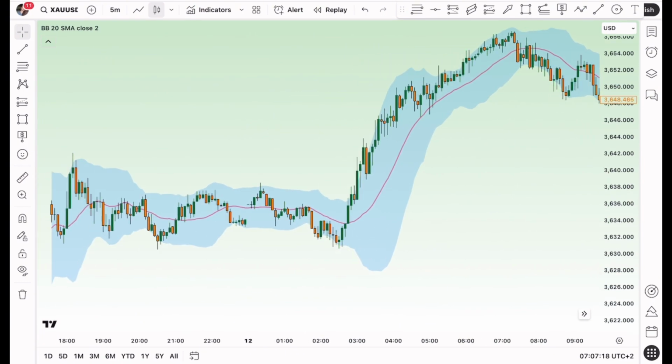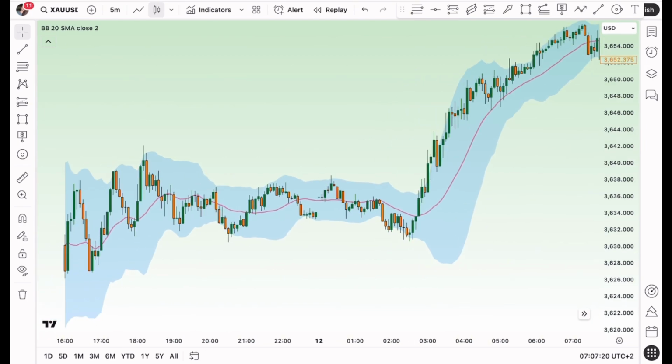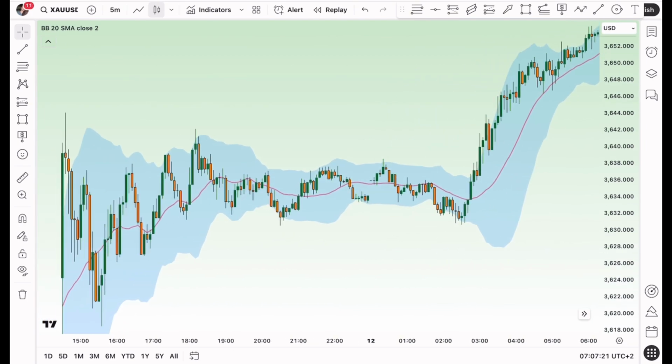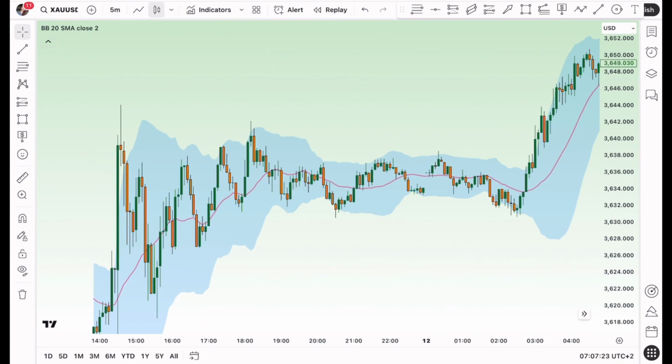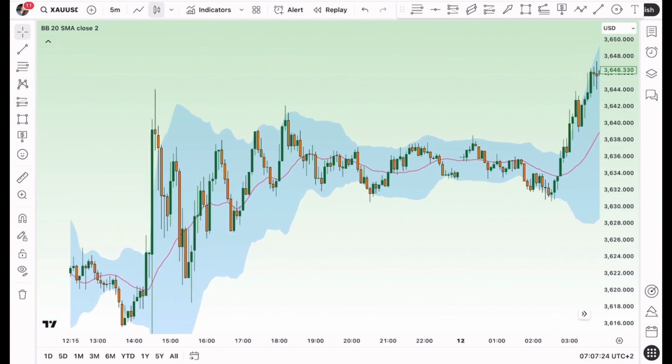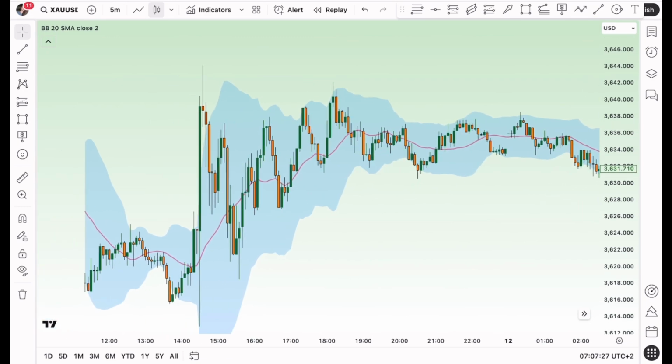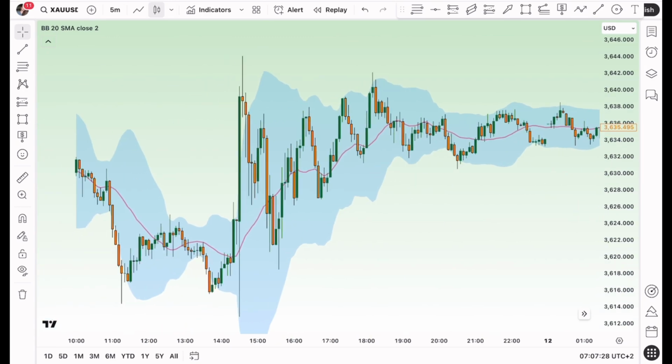And the tip for you here, to increase your win rate, is to wait for the breakout candle to close completely outside the Bollinger Band. This confirms that the momentum is strong enough and that it's not a false breakout. Then enter a trade in that direction.